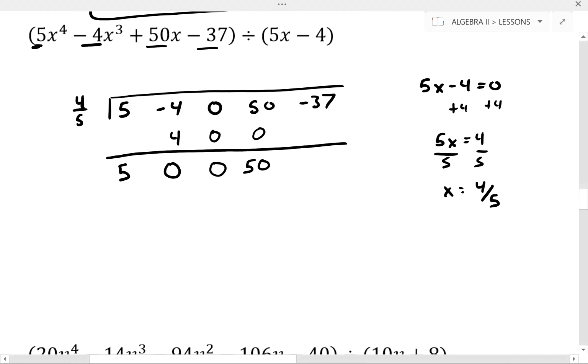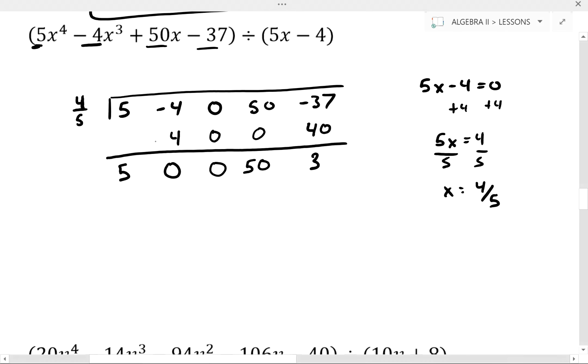Now we do my multiplication and addition cycle again. 4 fifths times 50 is 40. And then addition, negative 37 plus 40 is positive 3. Okay.